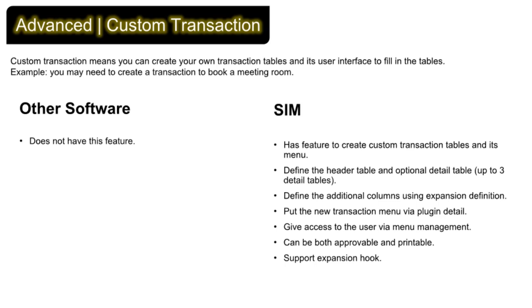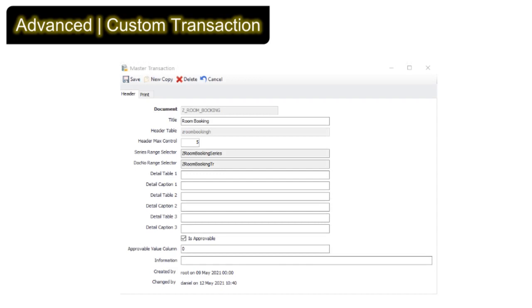What is more, you can set whether this room booking needs an approval or not, and whether this room booking is a printable document or not. Lastly, expansion hook is also supported. This is the sample interface of our new room booking custom transaction.